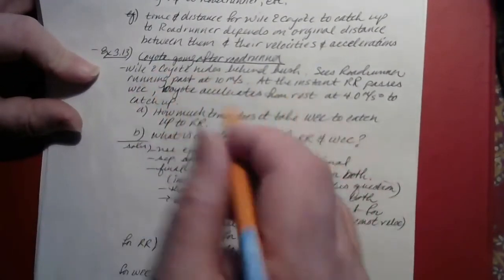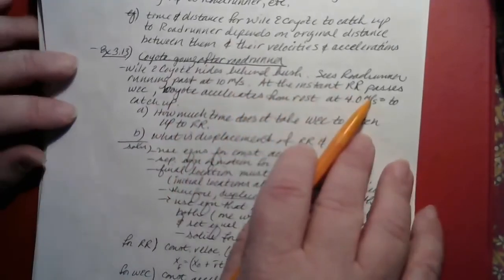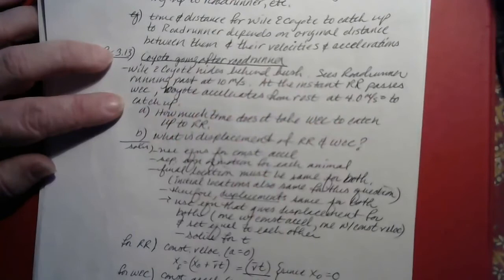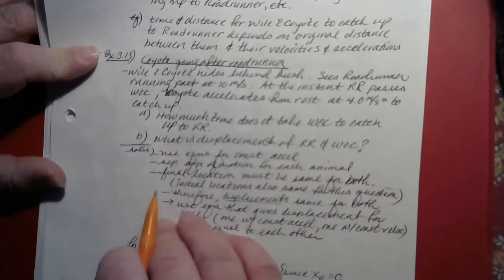So an actual example of that. So we've got Wile E. Coyote hiding behind a bush, and he sees the Roadrunner running past at 10 meters per second. At the instant the Roadrunner passes Wile E. Coyote, the coyote accelerates from rest at 4 meters per second squared in order to catch up. Assuming that Wile E. Coyote hasn't slammed into a cactus or gone off a cliff before then, how much time would it take for the Wile E. Coyote to catch up to the Roadrunner? And what is the displacement of the two of them when Wile E. Coyote catches up to the Roadrunner?